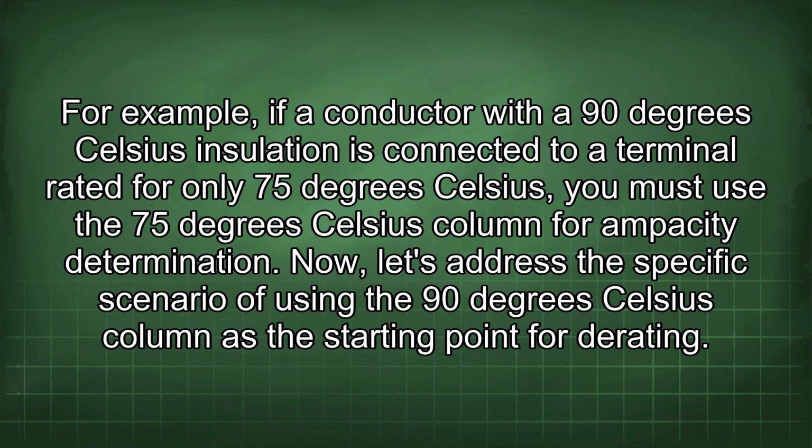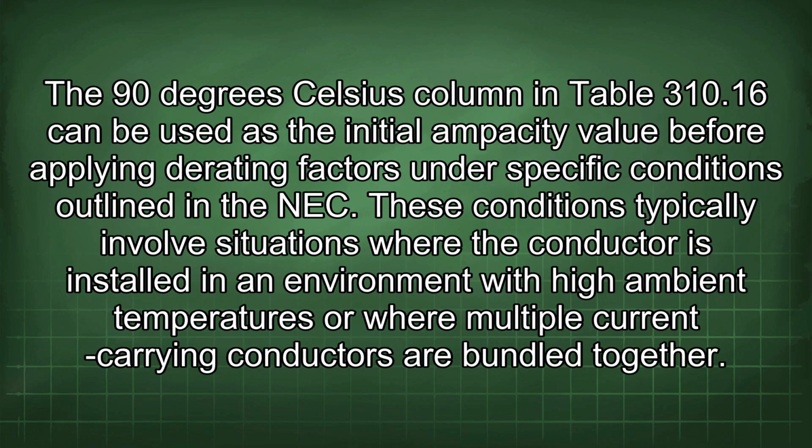Now, let's address the specific scenario of using the 90 degrees Celsius column as the starting point for derating. The 90 degrees Celsius column in Table 310.16 can be used as the initial ampacity value before applying derating factors under specific conditions outlined in the NEC. These conditions typically involve situations where the conductor is installed in an environment with high ambient temperatures or where multiple current-carrying conductors are bundled together.